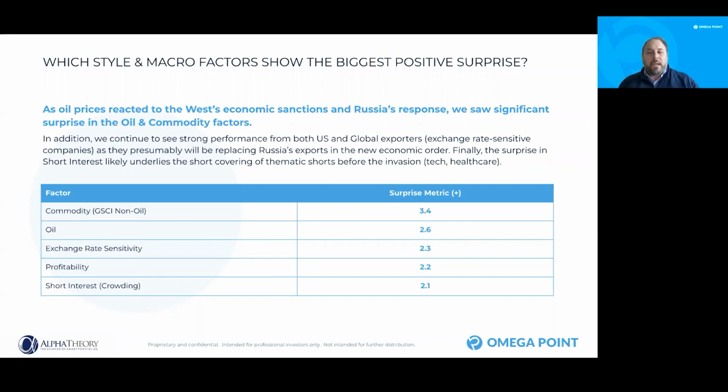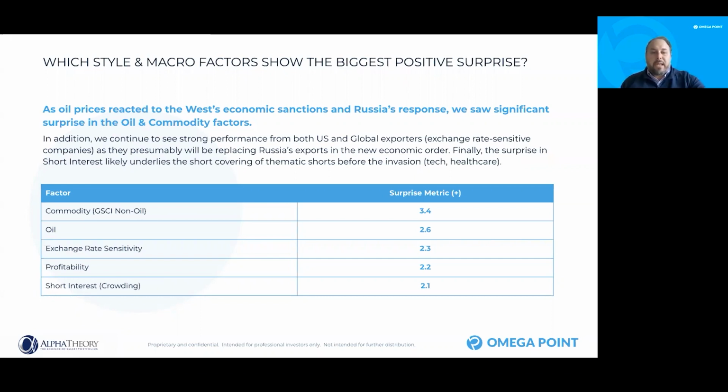So what we're seeing here are the style and macro factors that have the biggest positive surprises since February 24th. And no surprise, pun intended, that we see oil, being commodities, non-oil and oil commodities. We know there's obviously a large oil component in this realignment. There's also a large component around wheat, for instance, where there's a shortage in supply. We also know that there's a component around nickel that we've seen.